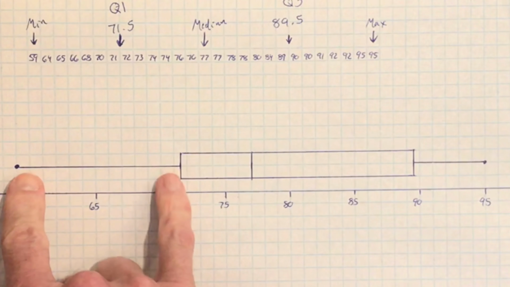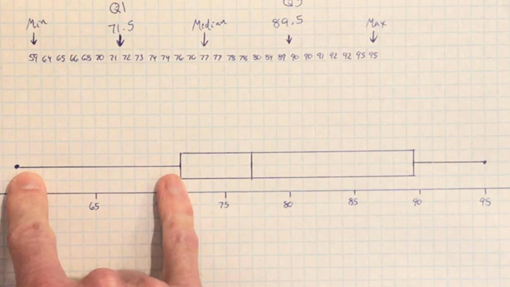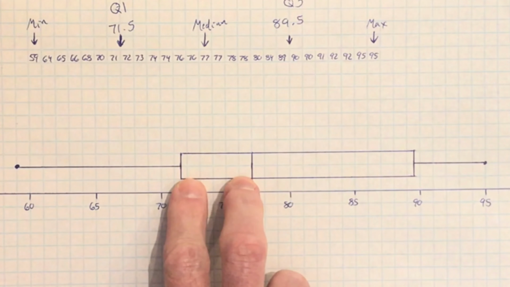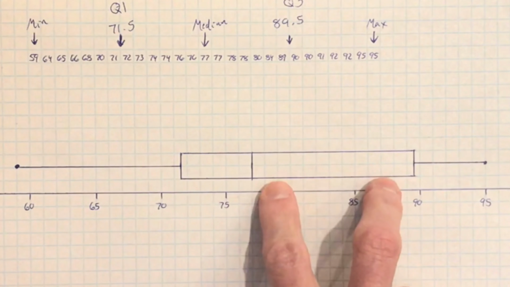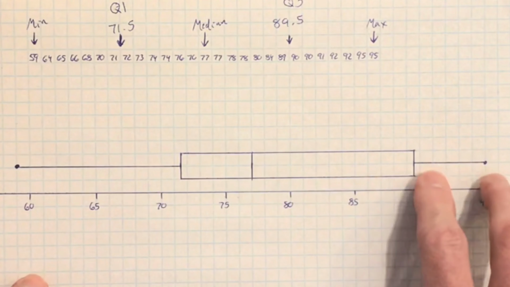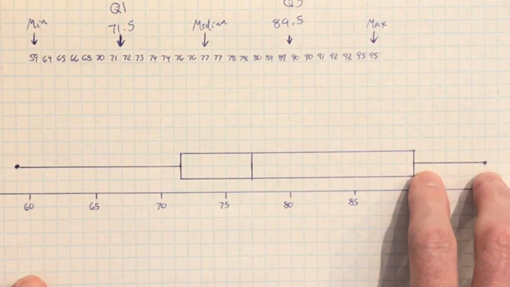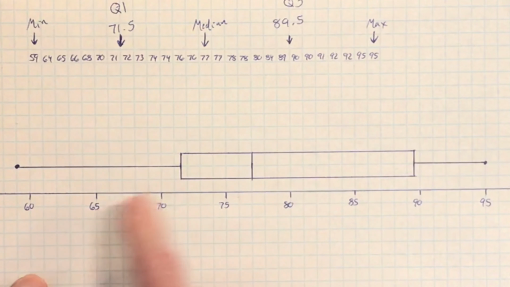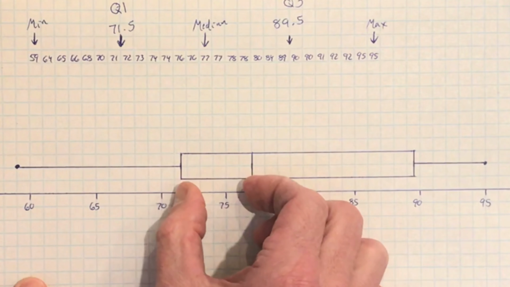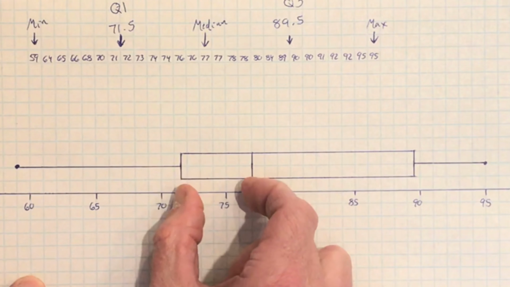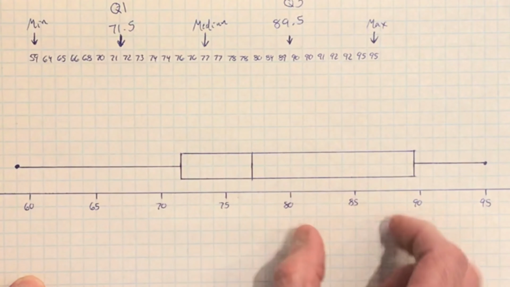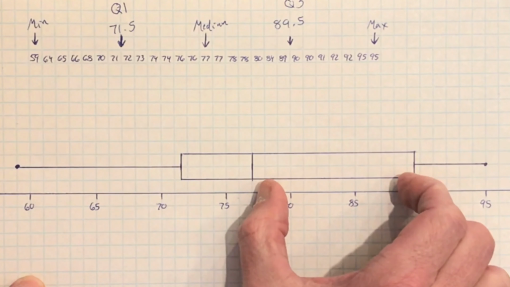The smallest 25% of the data, the next 25% of the data, the next 25% of the data, and the largest 25% of the data. It shows how the data in a set of data are spread out. This 25% of the data is quite a bit closer together than this 25% of the data.